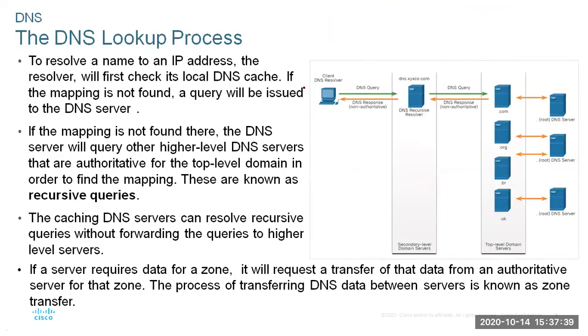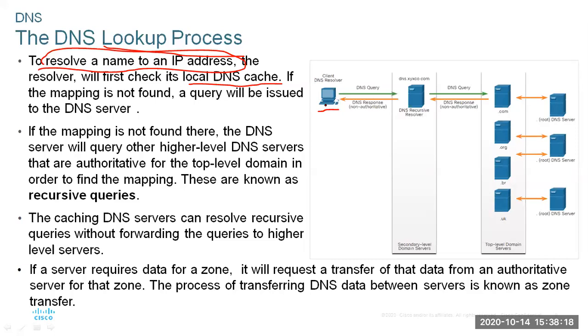So how does the DNS lookup process take place? The lookup process is just the way to resolve this domain name to the IP address. If you type a domain name, how does it resolve it to the IP address? The resolver will first check its local DNS cache. The local DNS cache is on your machine. For instance, this is the PC here. It has its own local DNS cache. So it checks for it here.